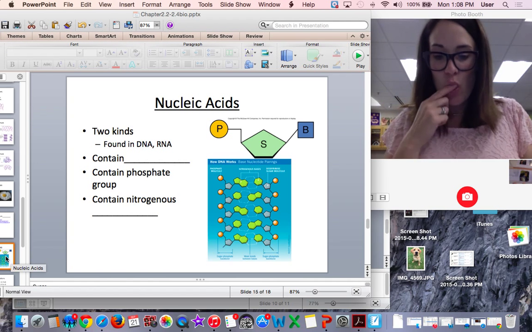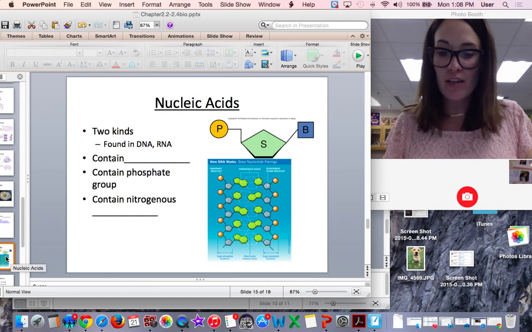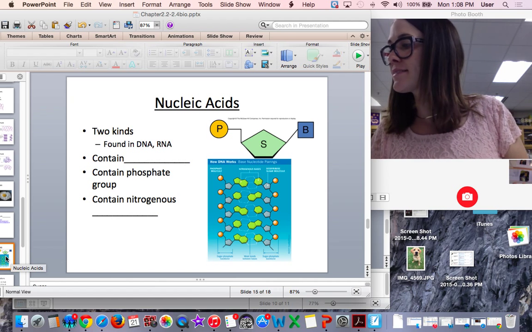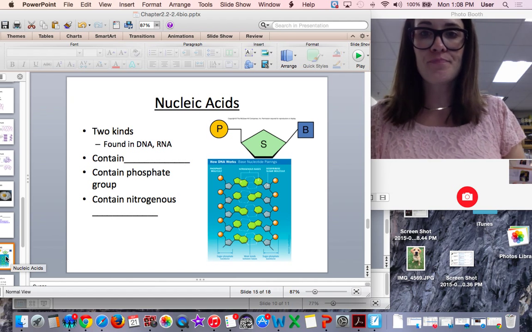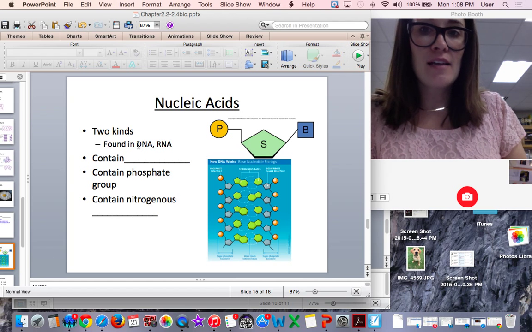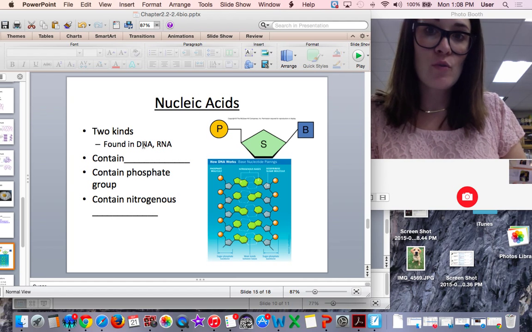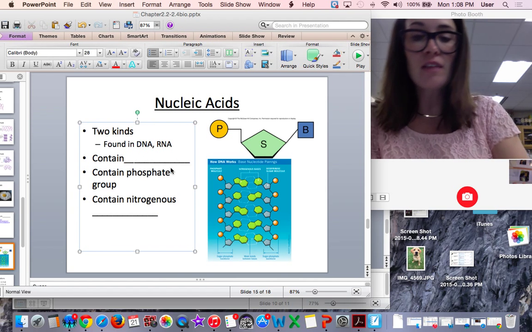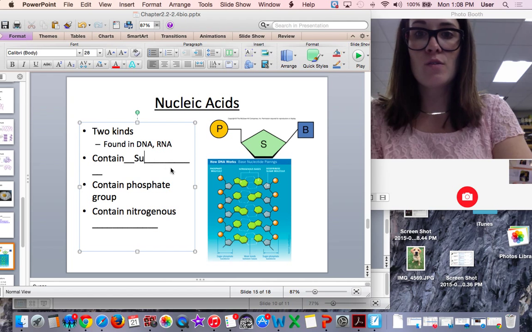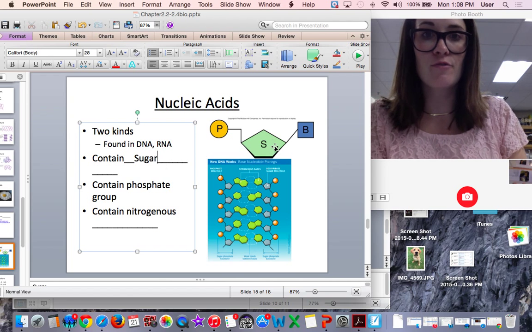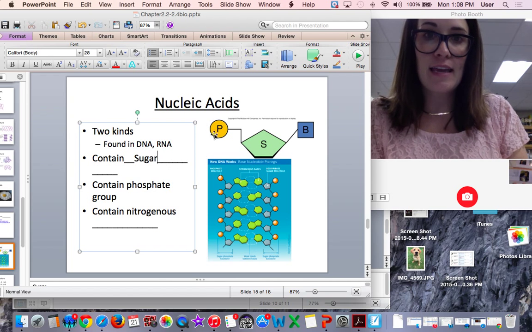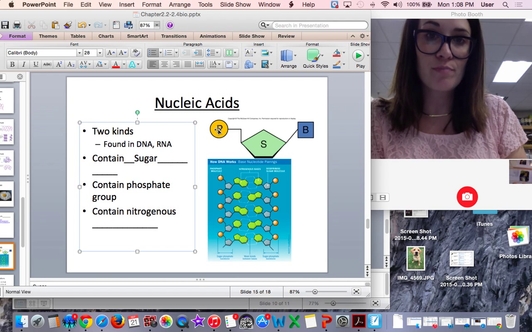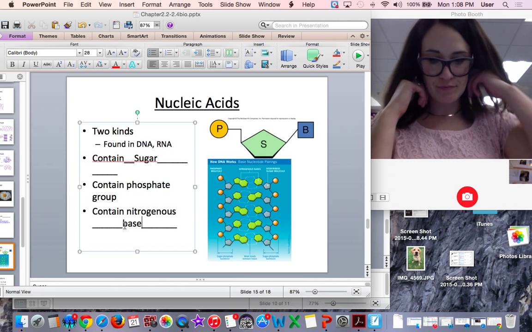And the last group of macromolecules is called nucleic acids. You have two kinds, DNA and RNA. The D stands for deoxyribonucleic acid, and the R stands for ribonucleic acid. They both contain a sugar. That's what the S stands for there, S for sugar. And they each contain a phosphate group. And they both contain a nitrogenous base.